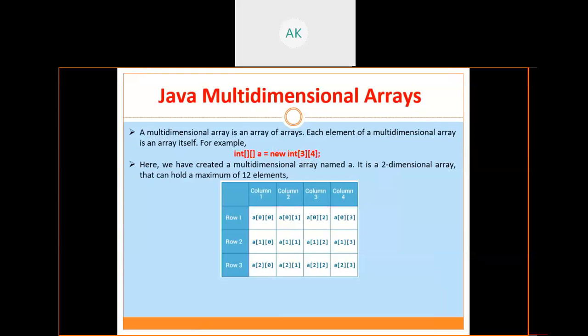If I talk about its practical execution, or how the values are going to be stored, obviously first the value of i will be 0, so it will be 0 0, 0 1, 0 2, 0 3. Then the value of i will be 1, then j will be executed completely, then i equals 2, j will be executed completely, and likewise the values will be stored at the respective locations.